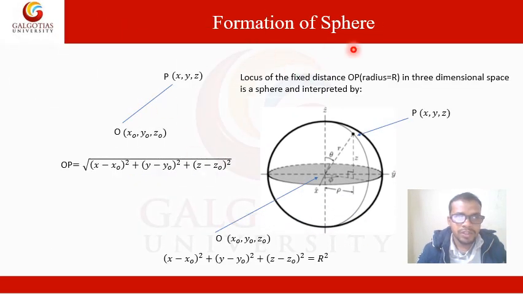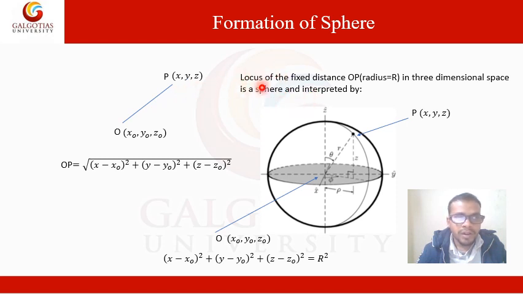What is the formation of a sphere? How can it be formed? You know that O is the center of your sphere and P is a point on the surface. Suppose the point O is represented by x0, y0 and z0 as the coordinates of the center, and P is the point on the surface given by the coordinates x comma y comma z.